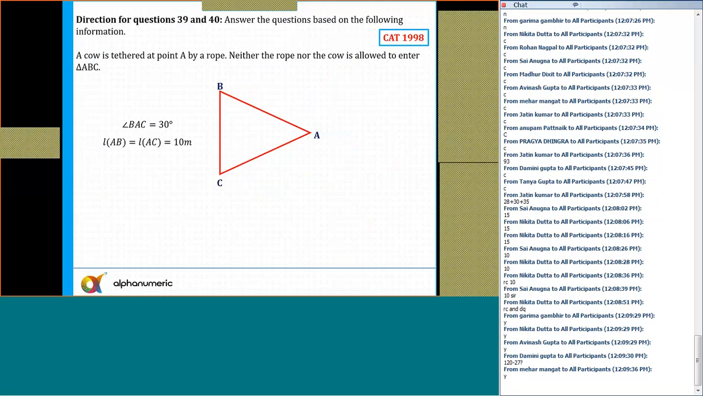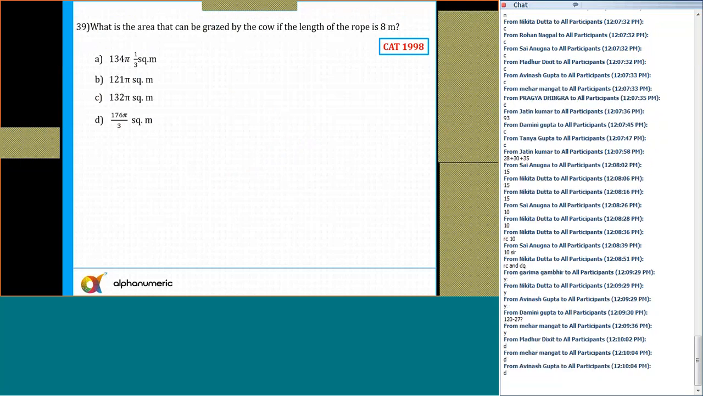Okay. 39. Can you guys tell me what is the answer for question number 39 and 40? What is the answer for 39?